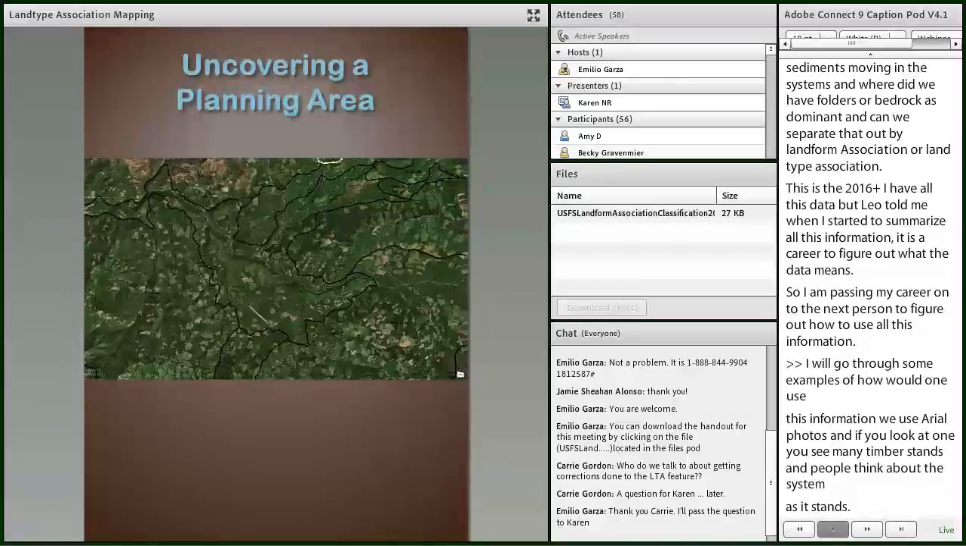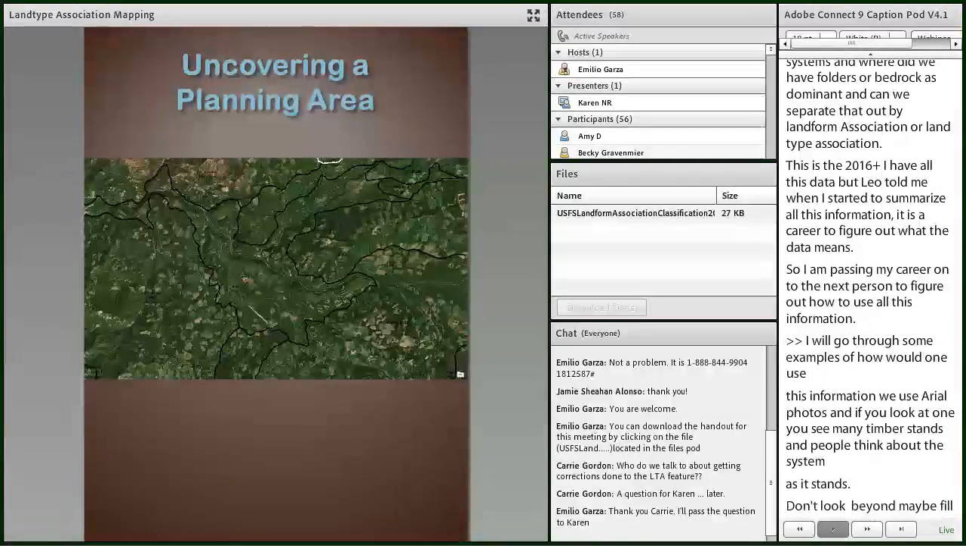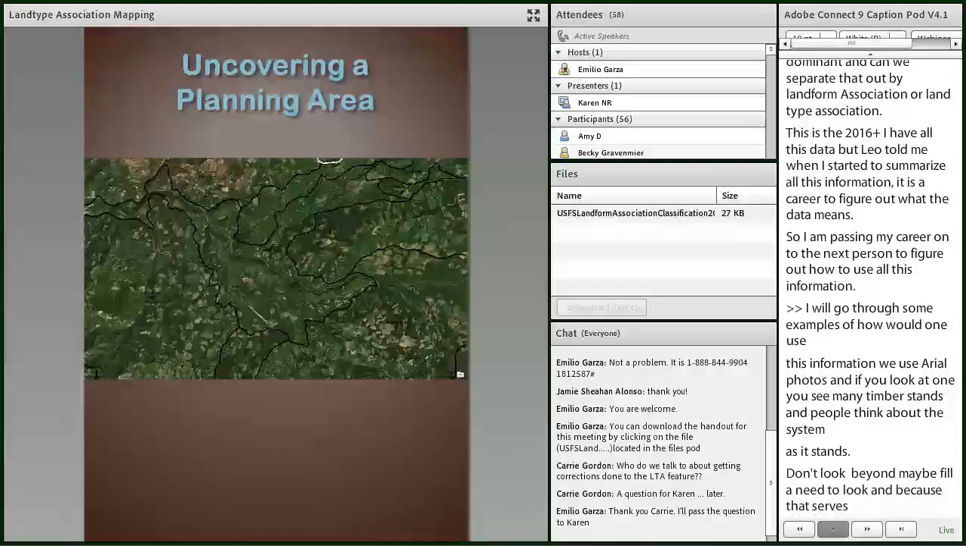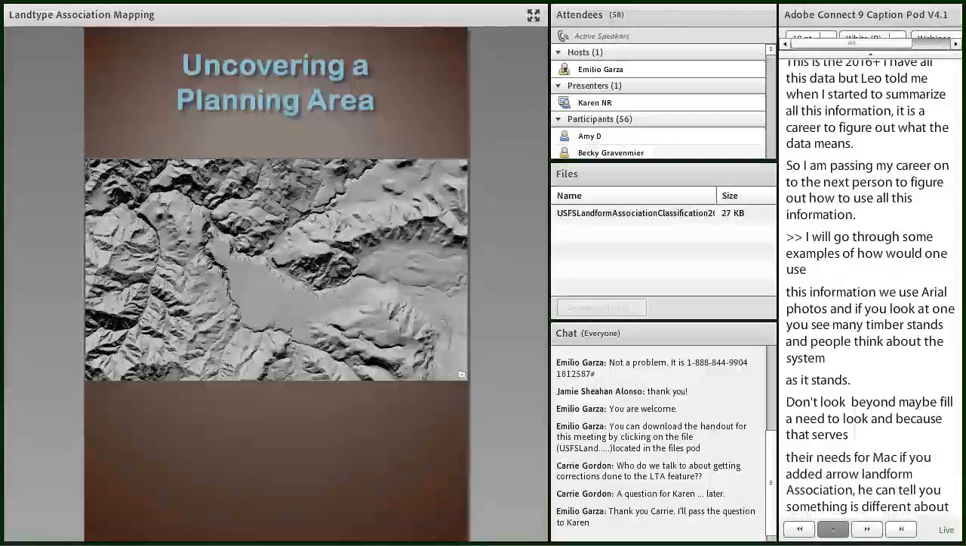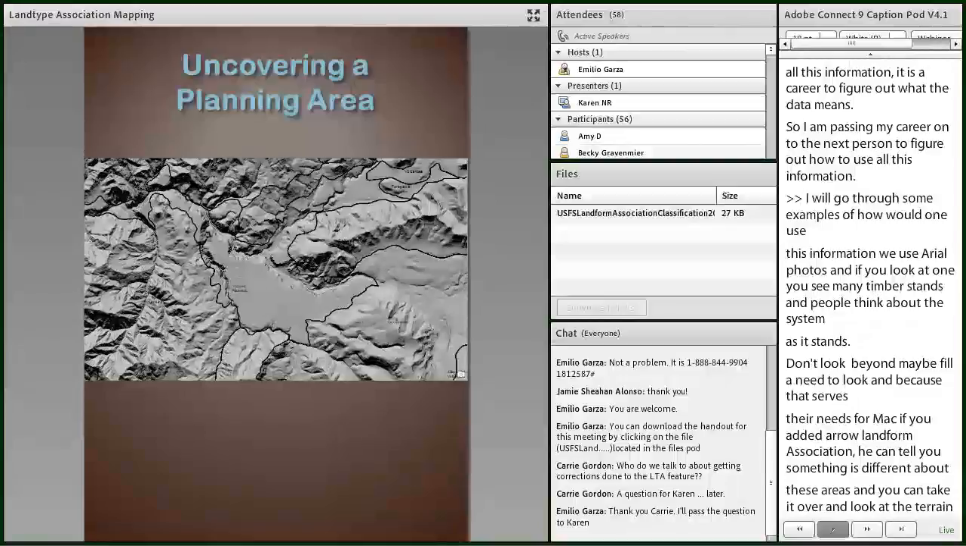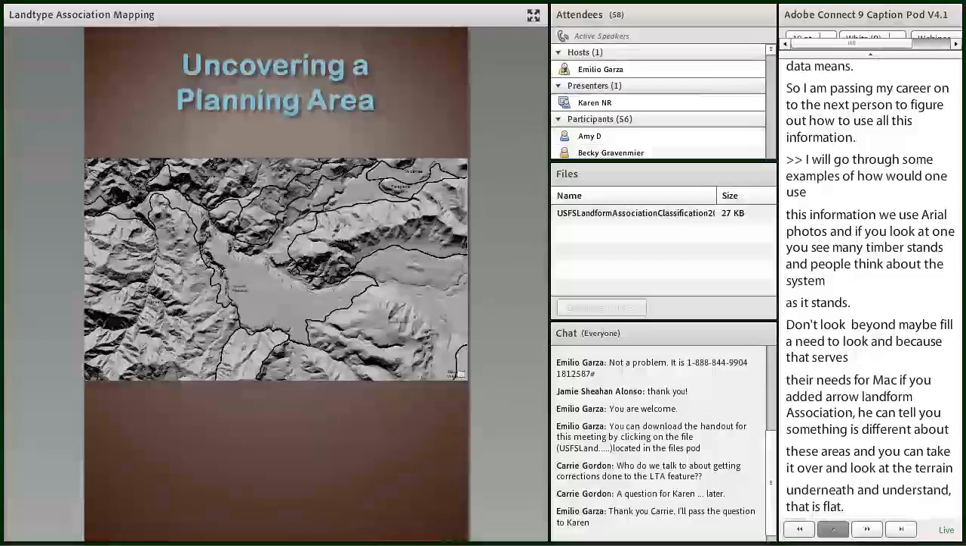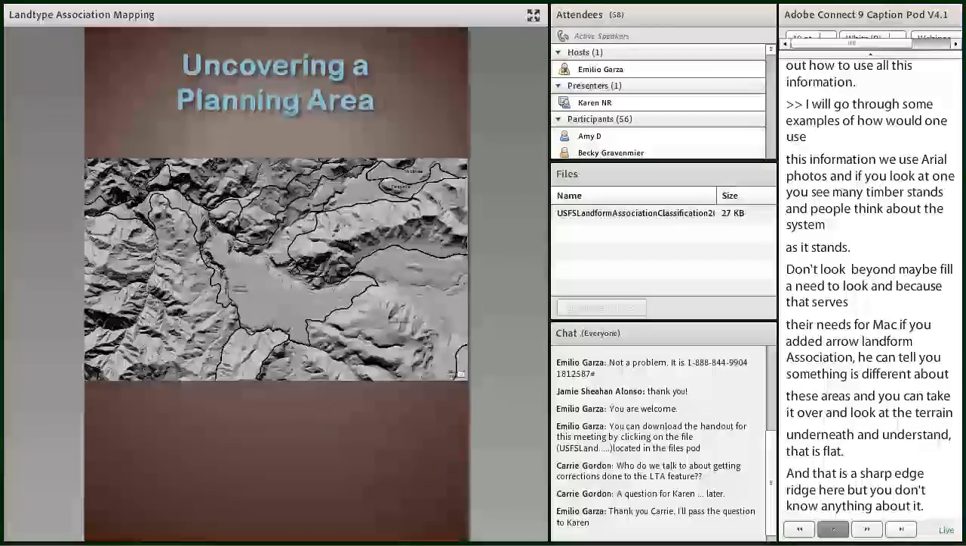But if you added our landform associations, which are this black line, it could tell you something's different about these areas. And then you take it over and look at your terrain underneath, and then you can understand, wow, that's really flat. It's a sharp edge bridge here. Man, that's really dissected. But you don't know anything about it. So with the landform associations, now you know that this is a pumice plateau, 60 feet of pumice. This is just dissected mountains.